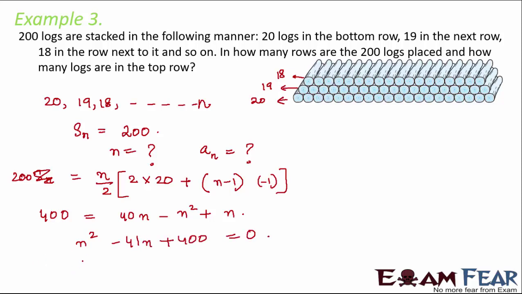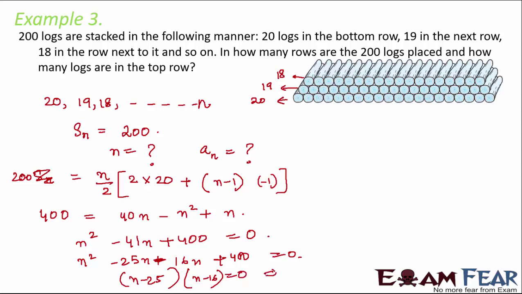And then you solve this equation. So how do you solve the equation? n square minus 25n minus 16n plus 400 is equal to 0. So basically when you do all the calculations, you get n minus 25 into n minus 16 is equal to 0, which shows n is equal to 25 or n is equal to 16. But both the values are not possible. So let's calculate an now.